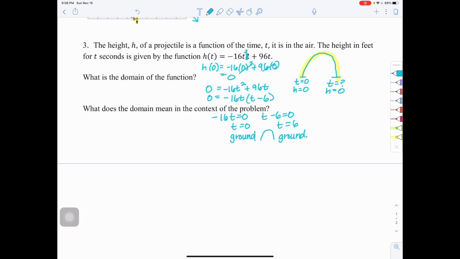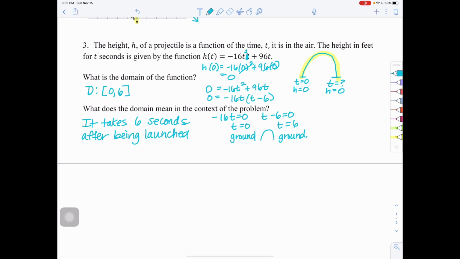Okay? So what is the domain of the function? Well, the domain is going to be the time, which is 0 to 6. What does this mean? Well, this means, the domain means it takes 6 seconds after being launched for the projectile to return to the ground.